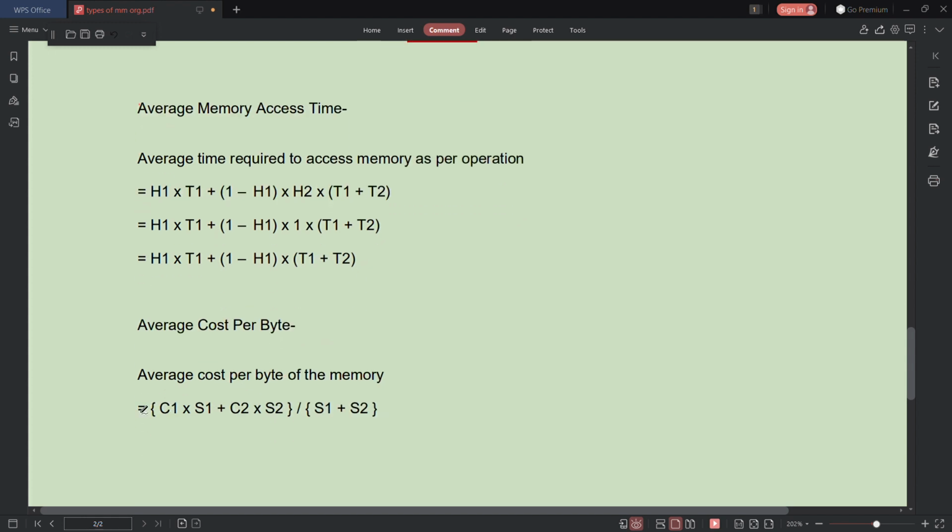Average cost per byte can be calculated using this formula C1 cross S1 plus C2 cross S2 divided by S1 plus S2, which is same as in the case of simultaneous access of memory organization.